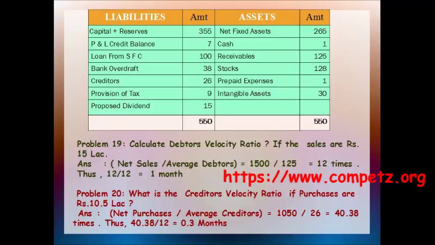So in a month, how many times? For the collection period we need to compute 12 divided by number of months, that is 12. So 12 divided by 12, you will get 1 month.